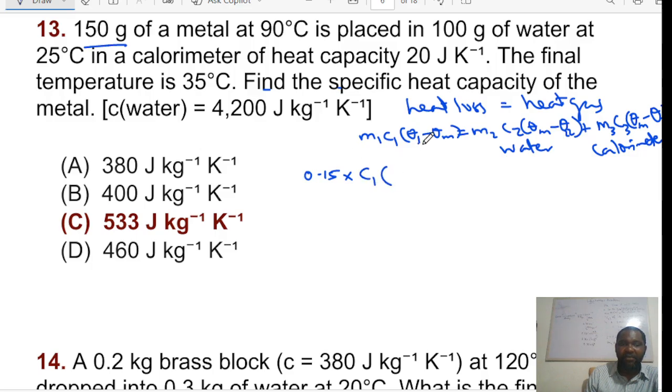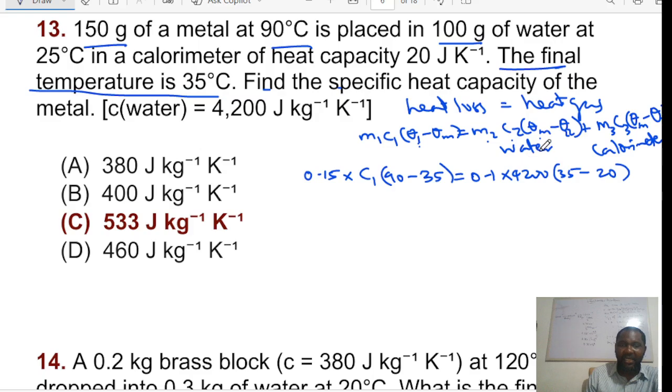The temperature change of the metal: the initial temperature of the metal is 90, then minus the temperature of the mixture, the final temperature. See here, the final temperature is 35, so the temperature of the mixture is 35, equal to the mass of water. They said 100 grams of water, which is 0.1 kilograms, times the specific heat capacity of water, we already know that's 4,200, times the temperature change of water, which is the temperature of the mixture, 35, minus the temperature of water, which is 20. Can you see that? That is for water.